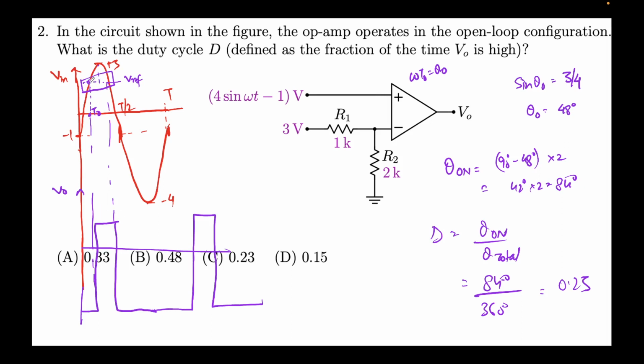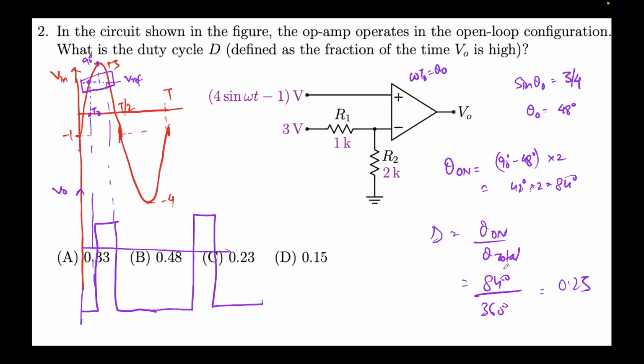I calculated this t naught or theta naught, which comes out to be 48 degrees. So it's on only when it's going up, and this point here is 90 degrees, by the way. So 90 minus 48 is the time in which it is high in this first cycle. It will be the same during this period. So 90 minus 48 into 2, and it's off from here till the next cycle comes. So that's why 90 minus 48 into 2 is 84. The theta total is 360 degrees, and hence the answer comes out to be 0.23 or 23%, however you want to express it.